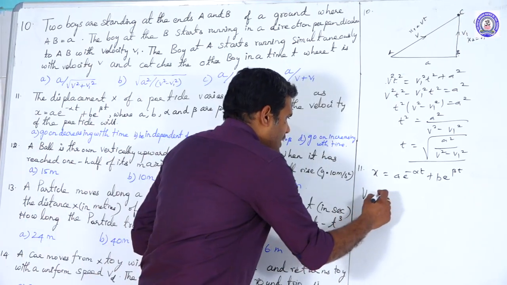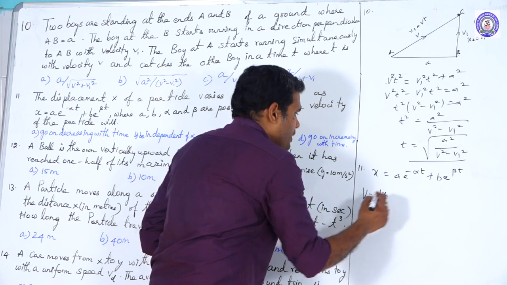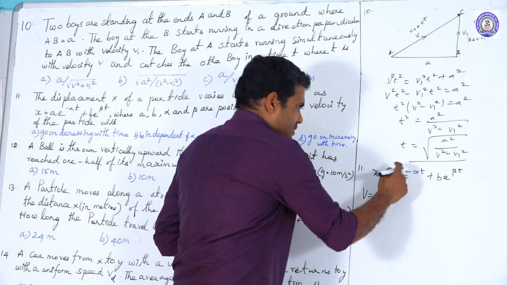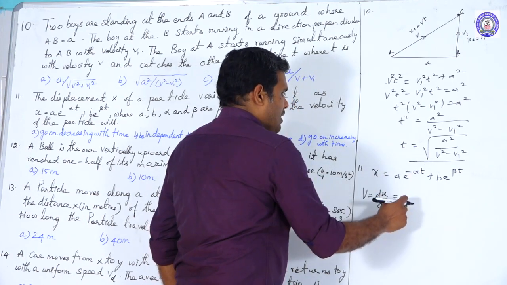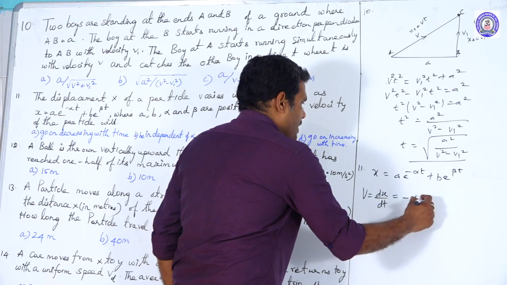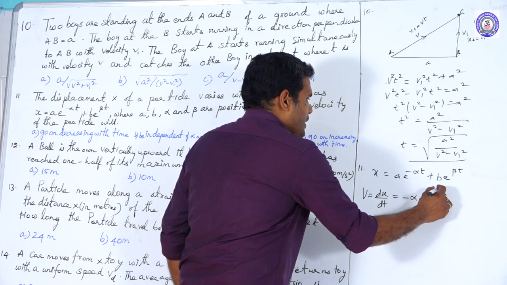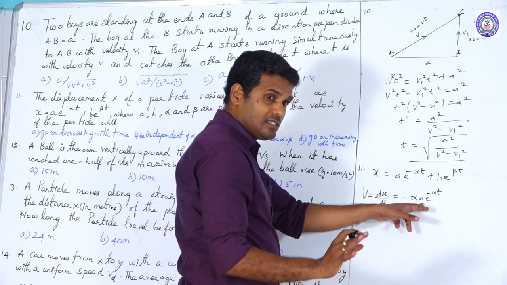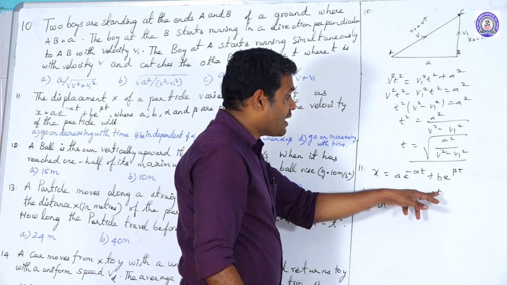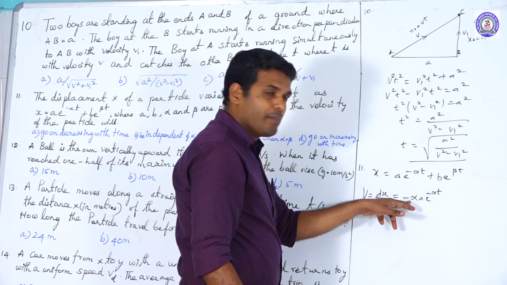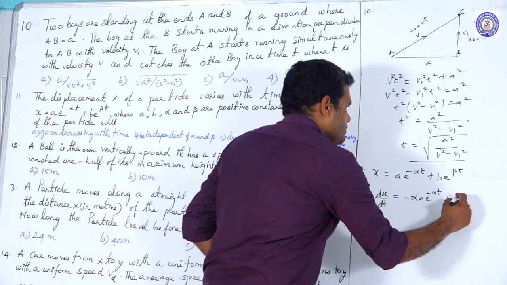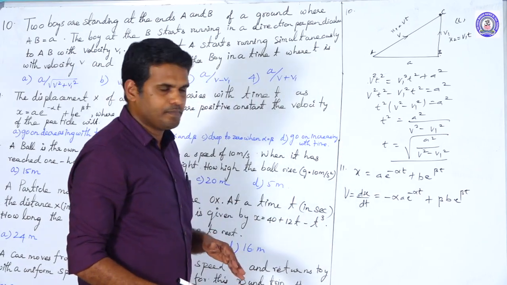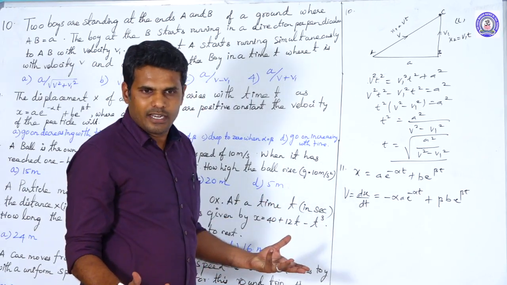Simply calculate the value of velocity, which is the first derivative of displacement, v equals dx by dt. As you differentiate this expression, a e power minus alpha t, you can write minus alpha a e power minus alpha t. Here a is a constant given, alpha is a positive constant. On differentiating e power minus alpha t, you will get minus alpha. The same way, beta b e power beta t. This is the expression. With this, we cannot arrive at any conclusion.